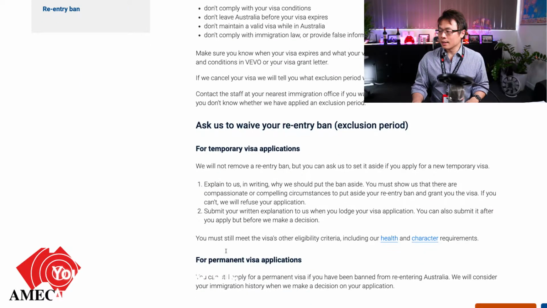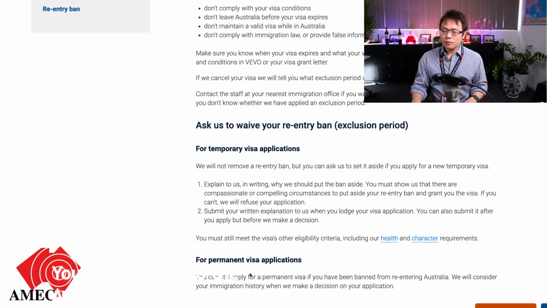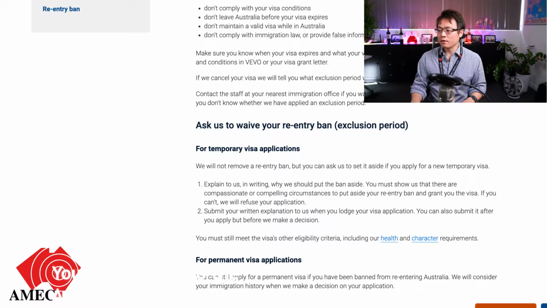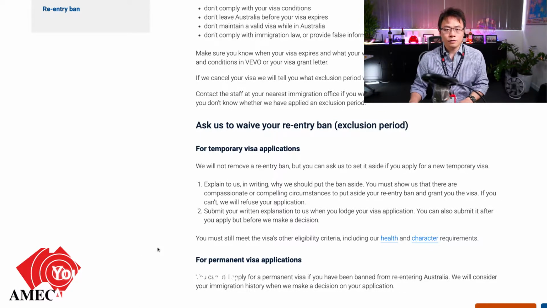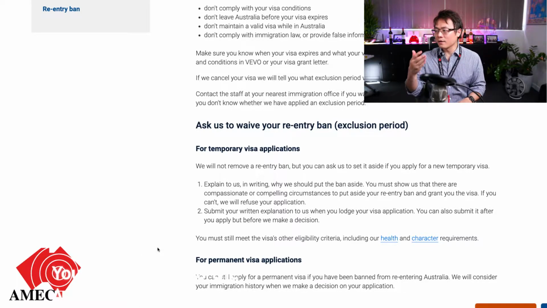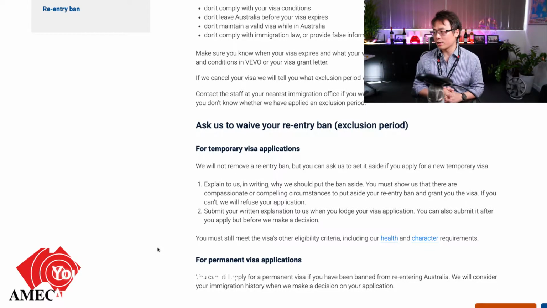And obviously a lot of visas now, for example working visas, student visas, and a lot of other visas, including training visas, do check your history, your previous entry histories. So if you have those kinds of things, that will obviously affect the success rate of your visa applications.